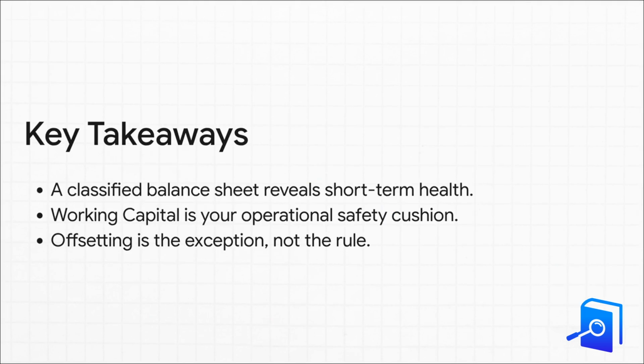So let's wrap this up with the key takeaways. A properly classified balance sheet tells you all about a company's short-term health. It cleanly separates what you'll use soon from what you have to pay soon. That difference is your working capital, your operational safety cushion. And just remember, offsetting is the very rare exception, not the rule, all in the name of transparency.